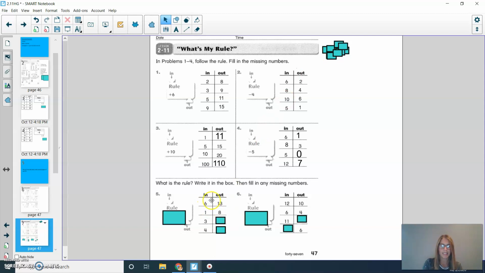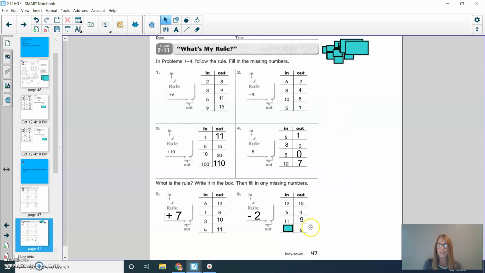Then if I'm going from 6 to 13, from 1 to 8, I know I'm adding. And if you said that you're adding 7, that would be the correct rule. So now I think 3 plus 7 would equal 10. 4 plus 7 would equal 11. And for my last one, number 6, if I'm going from 12 to 10, from 6 to 4, I know that I'm subtracting, and I'm subtracting by 2. Now if I'm at 11 and I think 11 minus 2 would equal 9.